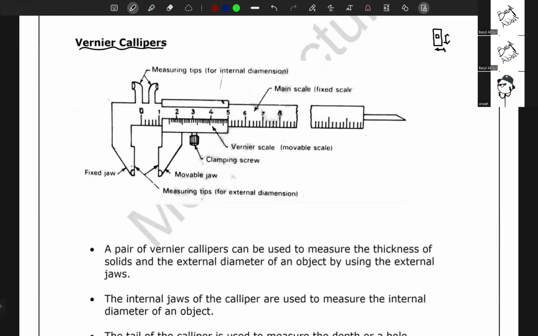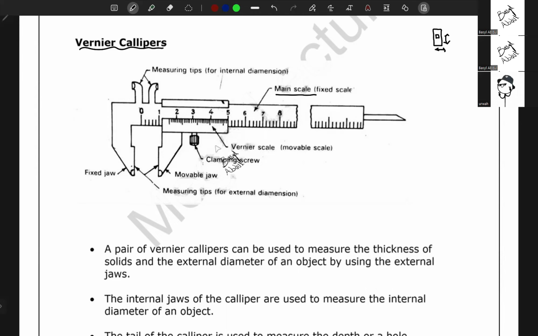Okay. So basically, this is what a Vernier caliper looks like, and again, it's just an instrument used for measuring. This Vernier caliper consists of a main scale, which is this scale that you can see over here, and it's fixed. It's just like a scale that you would normally use. On top of that, you have a scale which moves and is slidable. It moves in one dimension. It can move left or right.